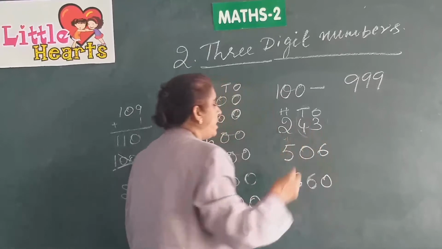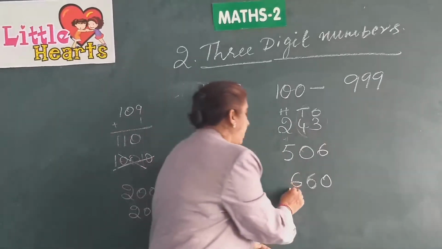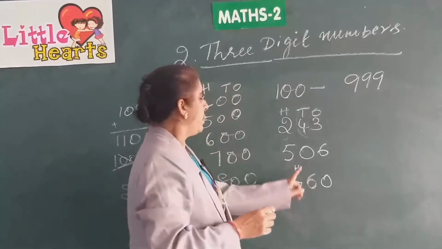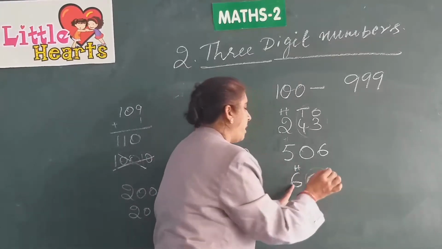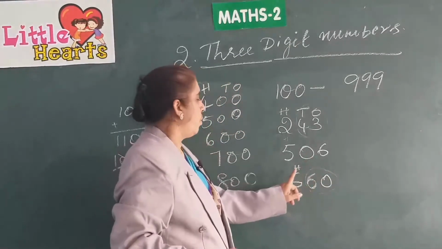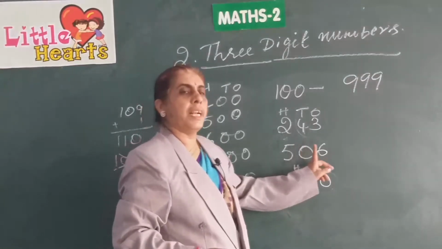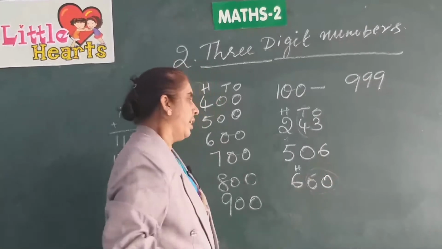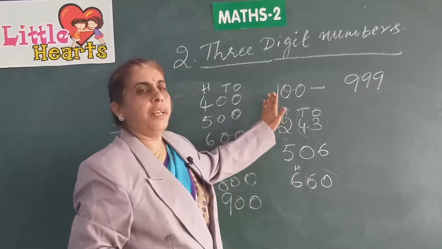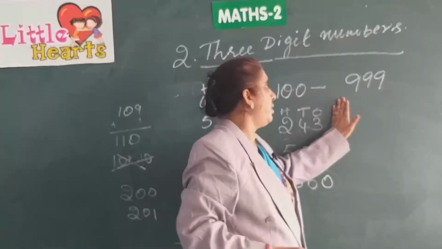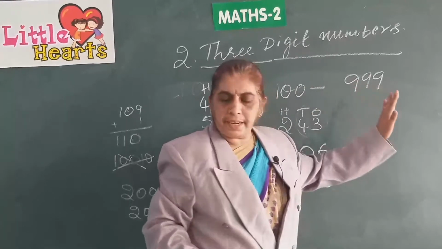How do you read this number? 6 in the hundreds place, 600. And digits in the ones and tens together, that is 60. So we read it as 660. In this way, you should be able to read all the numbers from 100 to 999.